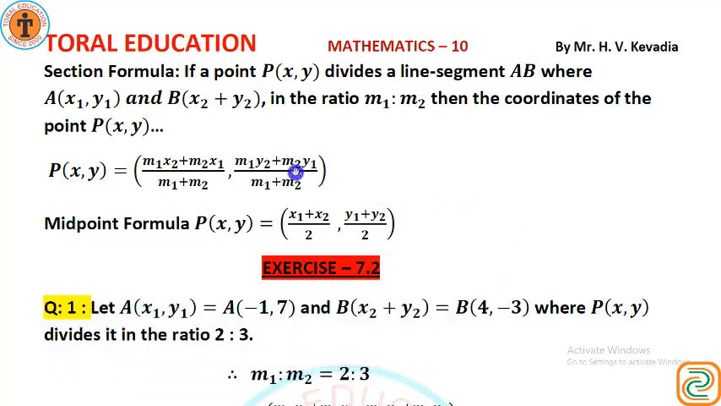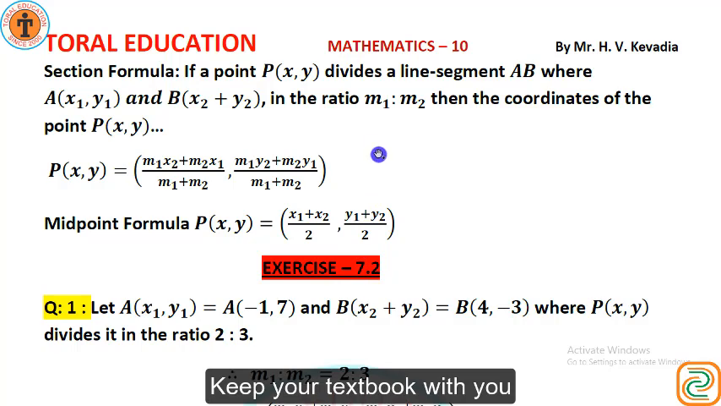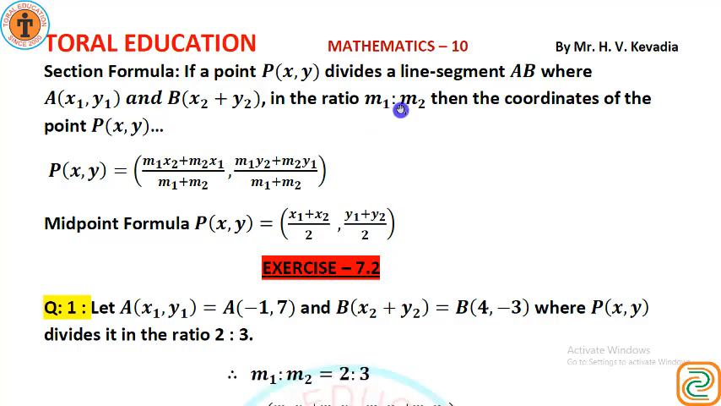दोस्तों ये मैथ्स में एक्सरसाइज 7.2, but before going to 7.2 let's take the section formula. What is the section formula? If a line segment is there and a point divides it in some ratio m1 to m2, then we use this formula.